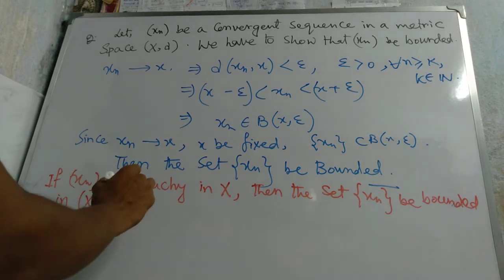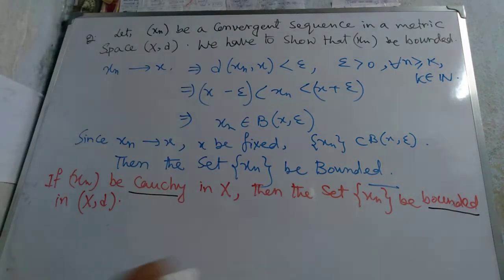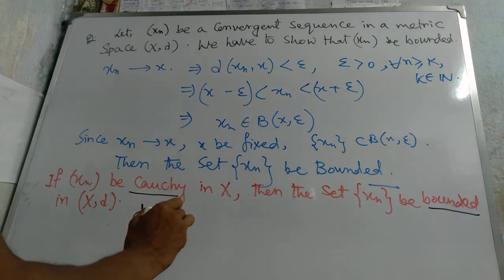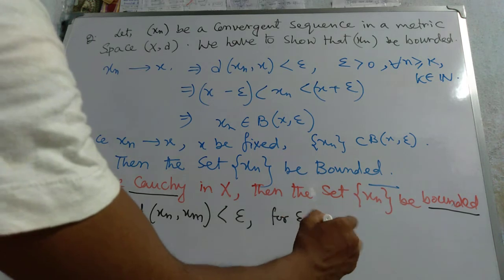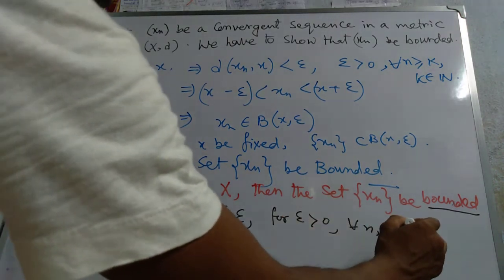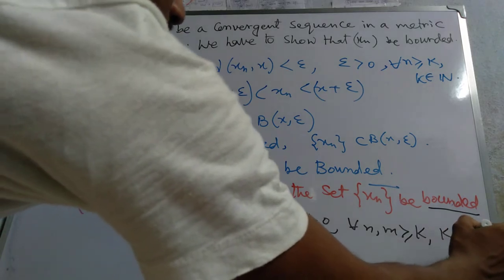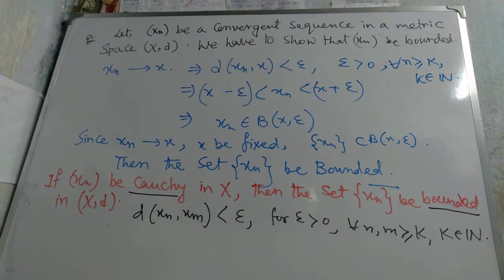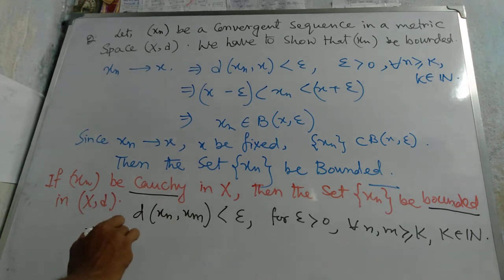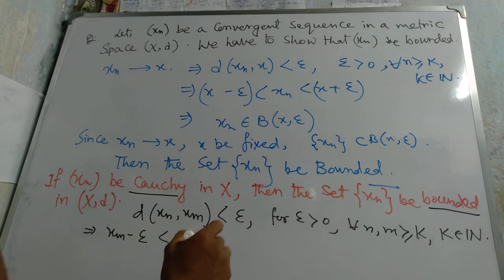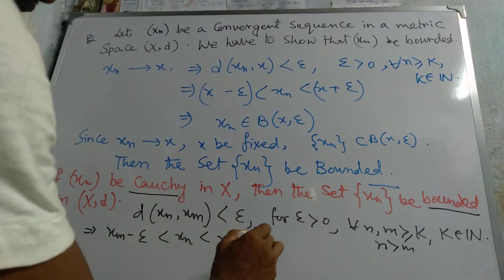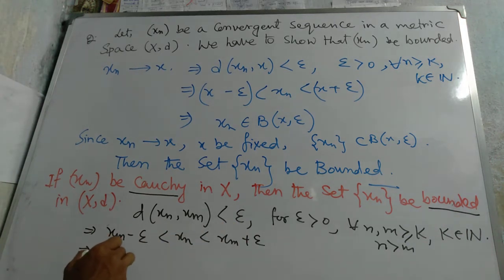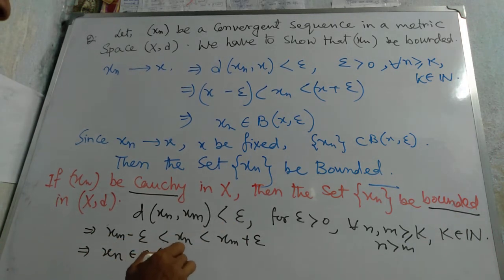Now let xn be Cauchy, then the set xn is bounded. Okay, xn Cauchy means d(xn, xm) less than epsilon for epsilon greater than 0 and for all n, m greater than or equal to k, where k belongs to N. Now this implies xm minus epsilon less than xn less than xm plus epsilon, where n is greater than m. This implies xn belongs to B(xm, epsilon).